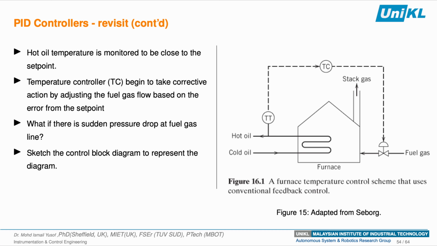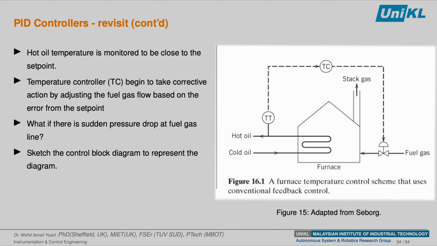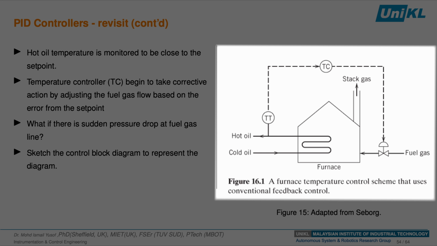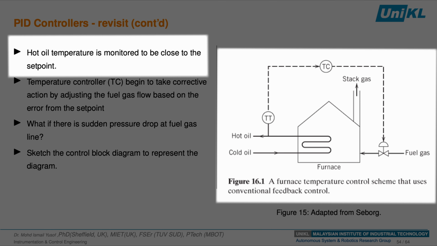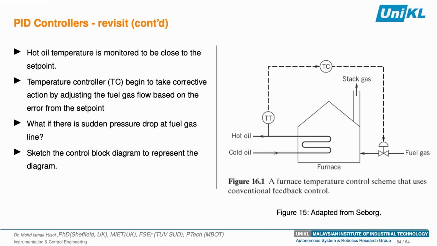In this video, we are going to discuss further about feedback control system and how external factors can influence the pure feedback control performance. Consider the natural draft furnace temperature control system shown on the right-hand side. The conventional feedback control system may keep the hot oil temperature close to the set point despite disturbances in oil flow rate or cold oil temperature.